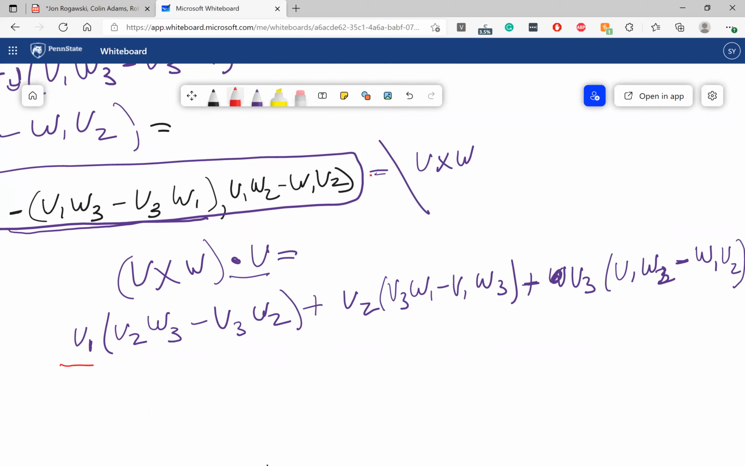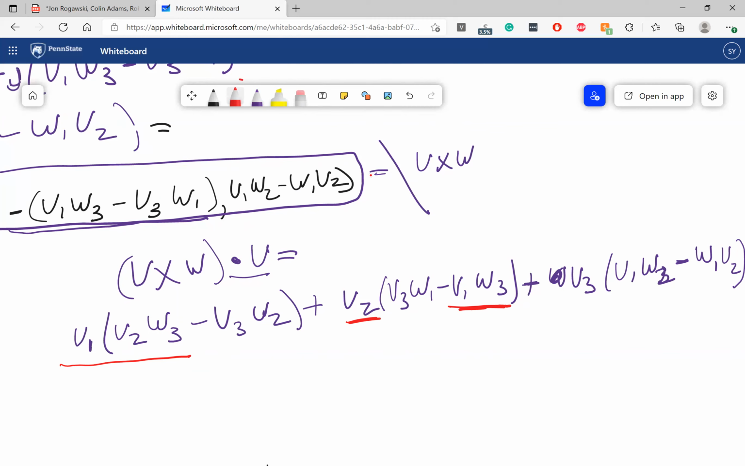Okay, so V1 V2 W3 can be erased with this one, V1 W3 times V2. So those two cancel.